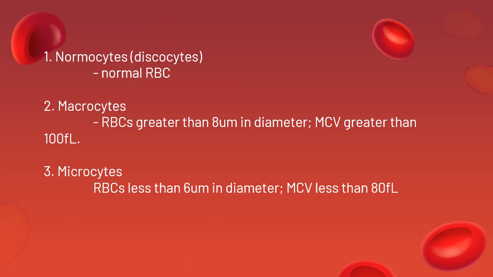So we have three: normocytes, macrocytes, and microcytes. Normocytes are the normal RBCs. Macrocytes are larger, macro. They are greater than 8 micrometers in diameter, and their MCV, or mean cell volume, is greater than 100 fL. If you have discussed the RBC indices in lecture, that is it. Microcytes are less than 6 micrometers in diameter, and their MCV is less than 80 fL.